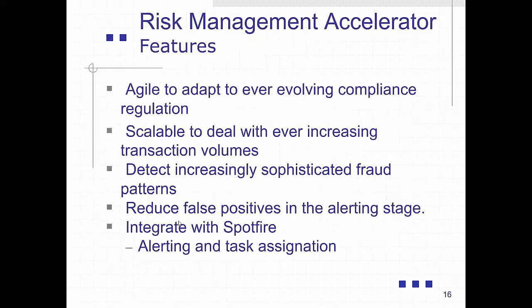Some of the features: it's very easy to adapt and change to each country's regulation. We can detect sophisticated fraud patterns because of this evolution. I will tell you later, but let's keep this. I will define this better in the next slide. We can reduce the false positives in the alerting stage, right? Because we have machine learning qualifying each transaction and guiding the final user on how close a transaction can be to being a fraud or not. This is a very important part.